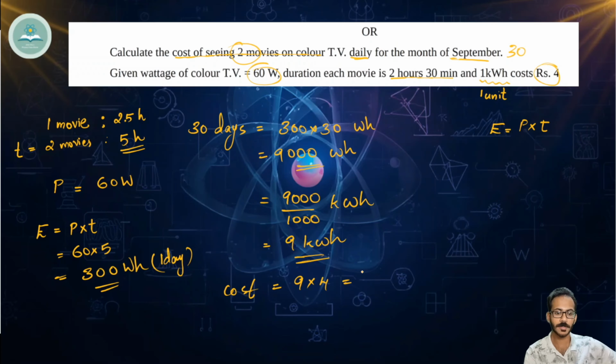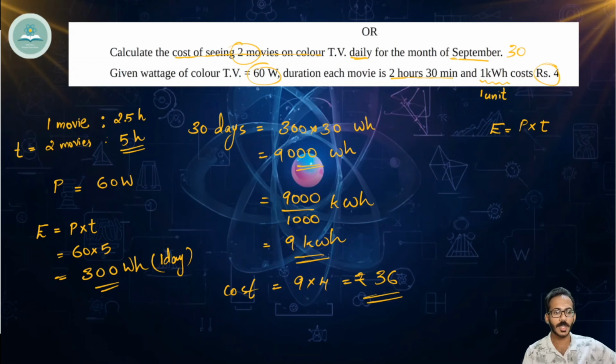That is rupees 36. So when we watch 2 movies per day on a TV which has a power of 60 watt, for 30 days, that is the month of September completely, then the amount that we have to pay will be rupees 36.